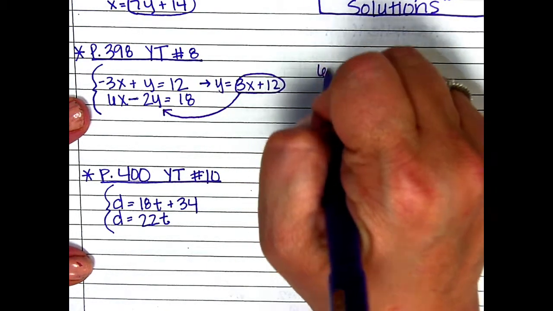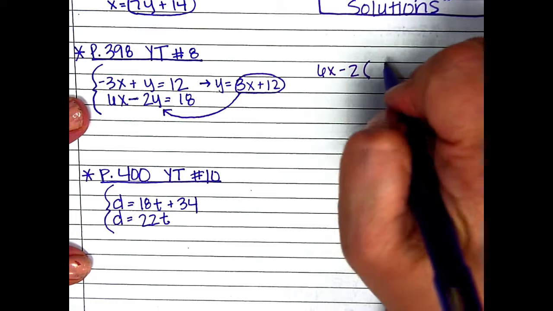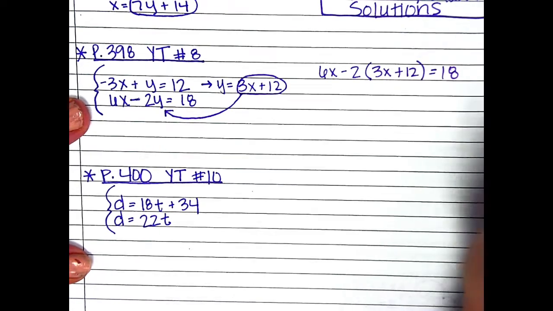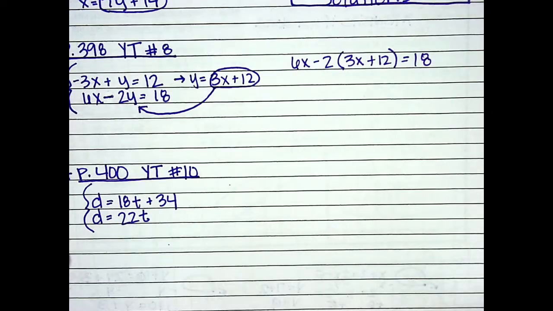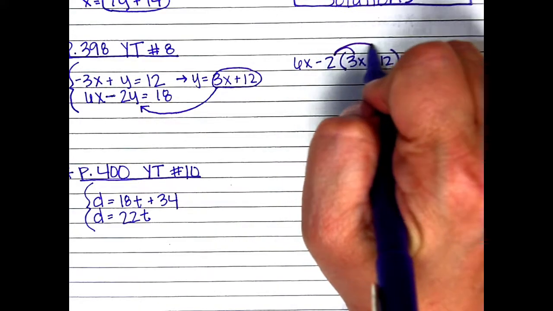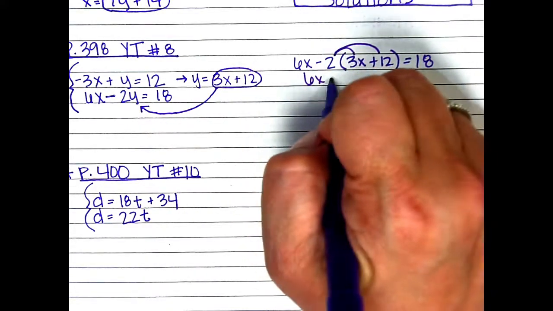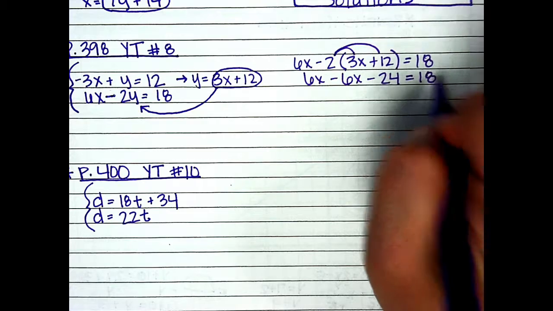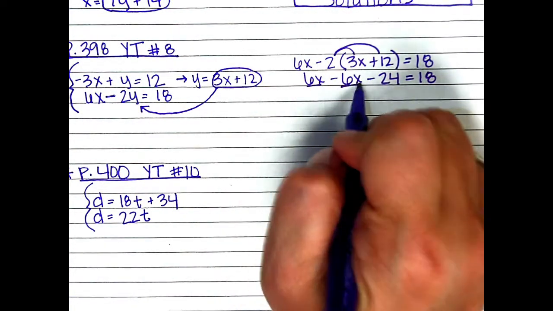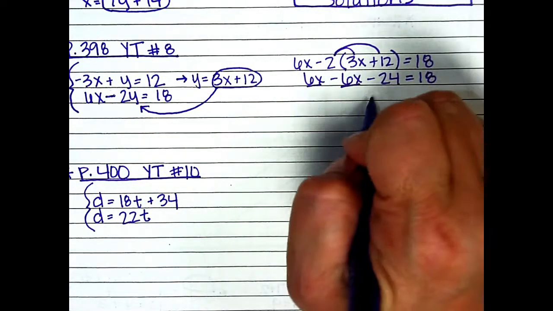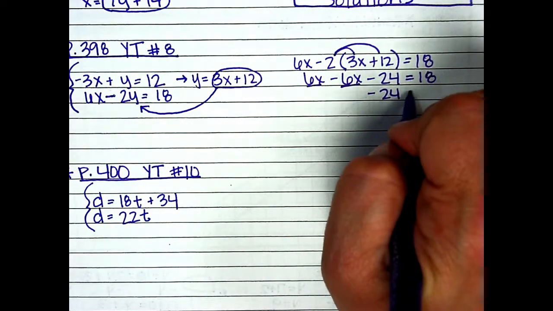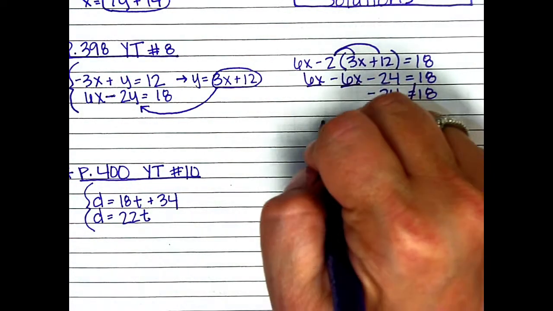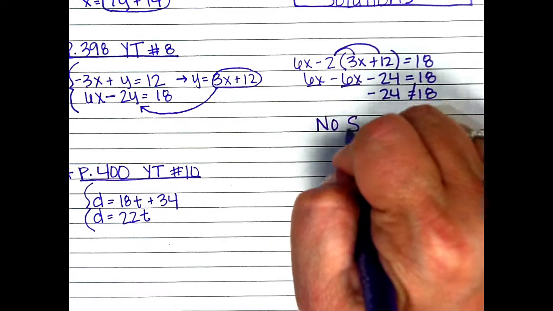So I have 6x minus 2 times (3x plus 12) equals 18. Okay, I'm going to distribute the negative 2. So 6x minus 6x minus 24 equals 18. I have like terms. 6x minus 6x is 0. So I'm left with negative 24 equals 18. And this is not true. And we know when we have a non-true statement, it is no solution.